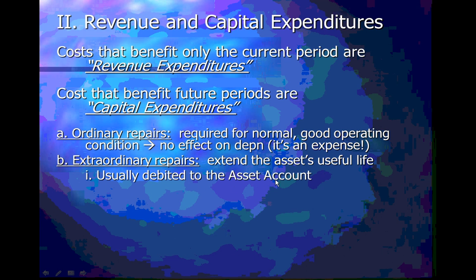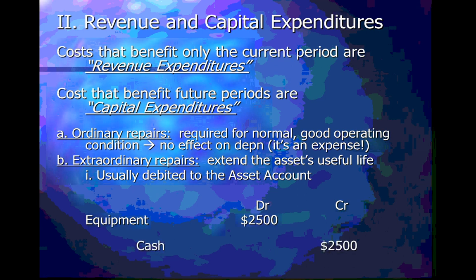Usually these are debited to the asset account. In other words, if this was a truck that we dropped an engine in, we would debit the asset account, okay? And this is what it would look like. We would simply add the cost of dropping the new engine in to the equipment account and drive up the basis of that truck. Suppose it was a $25,000 truck. Well, you would just add $2,500 back into the account. Okay, so now it's a $27,500 truck. Obviously, we're going to pay cash or an accounts payable of some sort. So that's what extraordinary repairs look like.